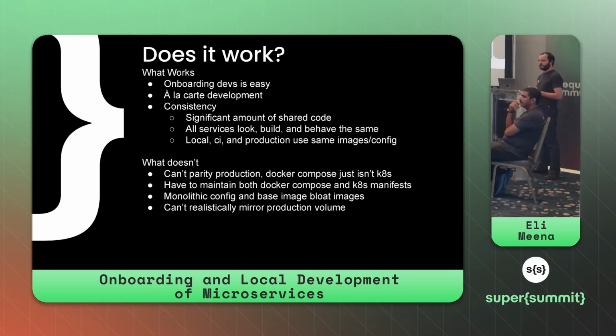And an example is consistency. We have a significant amount of shared code. It's all Python. We have a lot of common libraries. All services look, build, and behave the same. And these images I'm running right now are the same that we run in CI and production. It's consistent throughout. What really doesn't work?